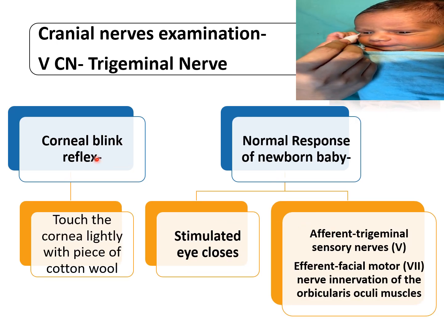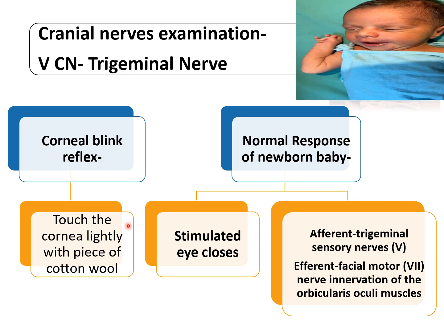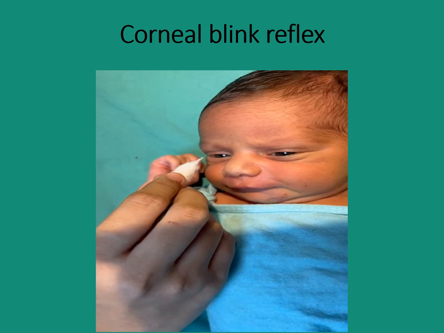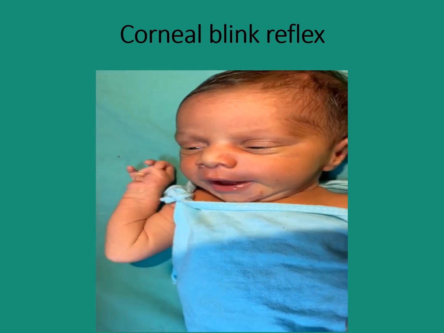Then we have to perform the corneal blink reflex. We have to touch the cornea lightly with a piece of cotton wool. The normal response in a healthy baby is that it will be stimulated and the eyes will close. The afferent for the corneal blink response is the trigeminal sensory nerve, and the efferent is the facial motor nerve, which innervates the orbicularis oculi muscle. See in this video how to perform the corneal blink reflex.